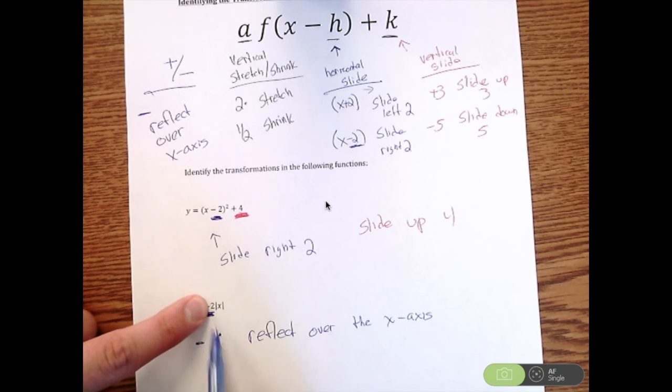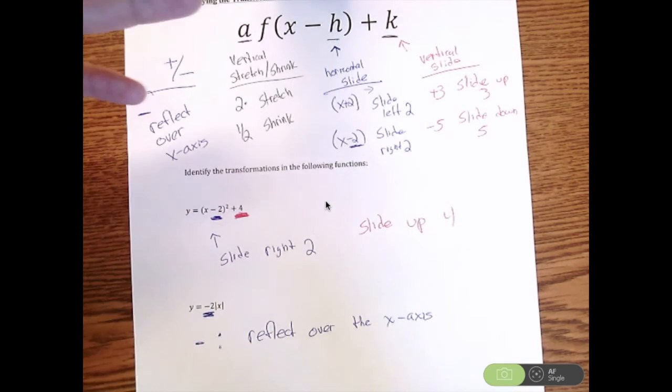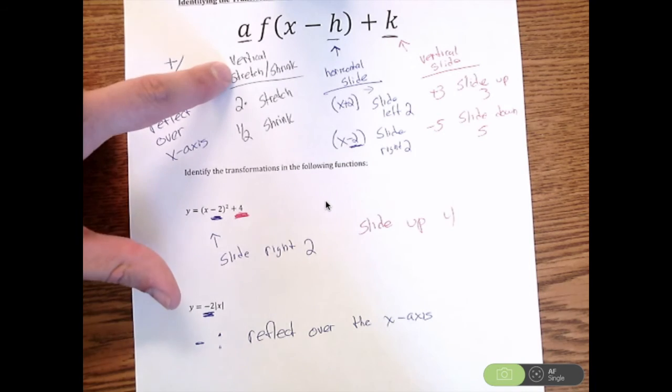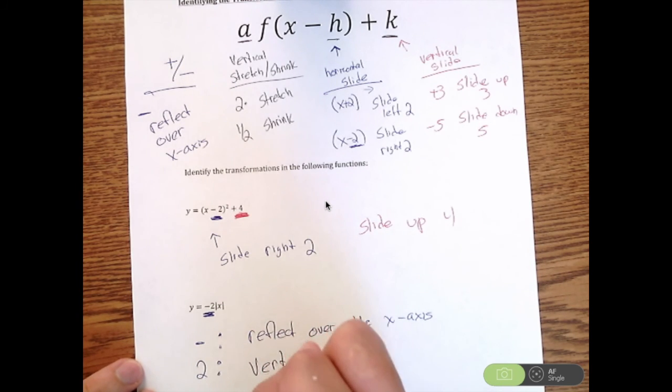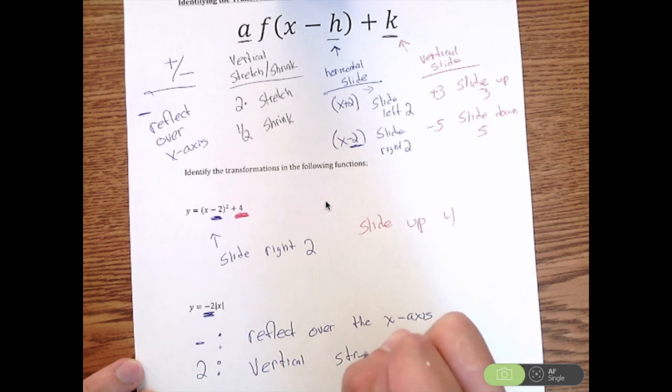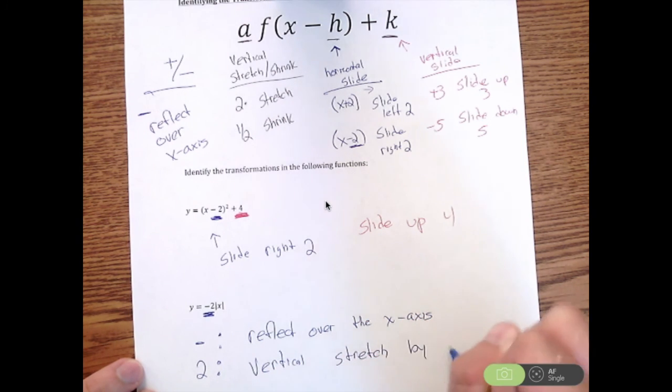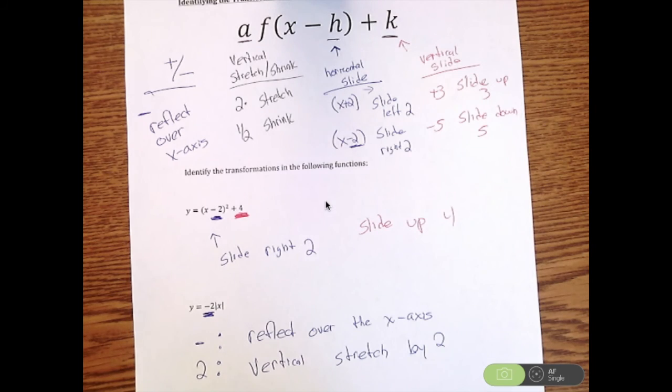Next, I'm not going to worry about the negative anymore because I already took care of that. I focus on the actual 2 and think about what a 2 does for you. Is that going to stretch me or shrink me? Going back to what I talked about earlier, I know the 2 is going to be a vertical stretch by 2. And that is the basics on transformations.